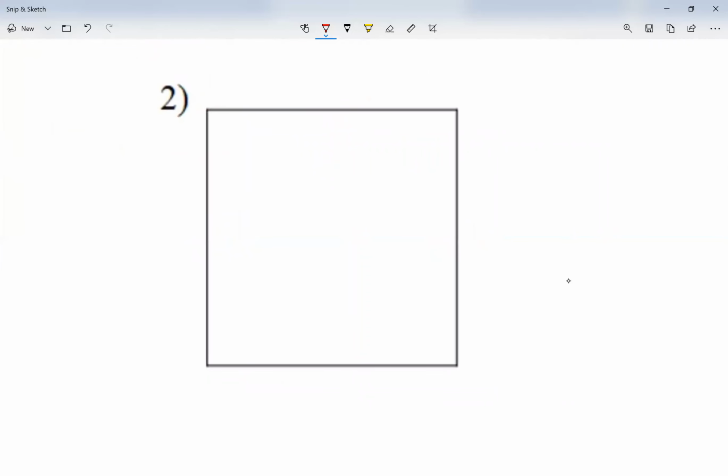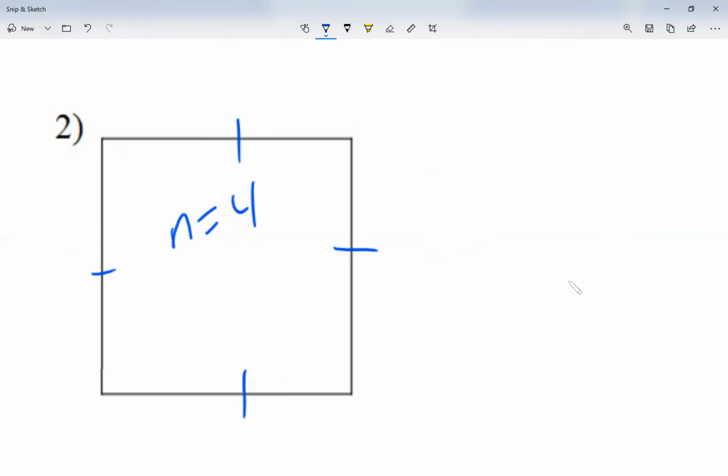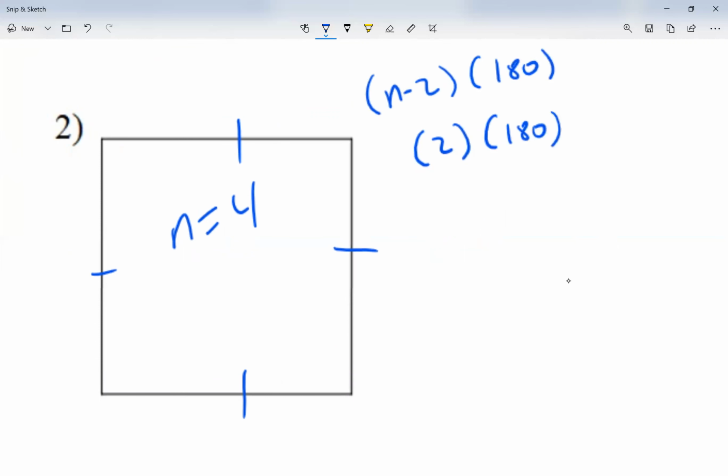The amount of sides, I have 1, 2, 3, 4. There's 4 sides. So for me to find out how much all the angles add up to, I'm going to go n minus 2. Remember my formula was n minus 2 and then times 180. So I have 2 times 180. Remember n was 4, 4 minus 2, that's where I got the 2. Now 2 times 180 happens to just be 360. So all the angles, if I was to add them up, it goes 360.